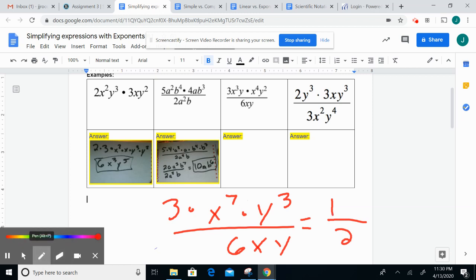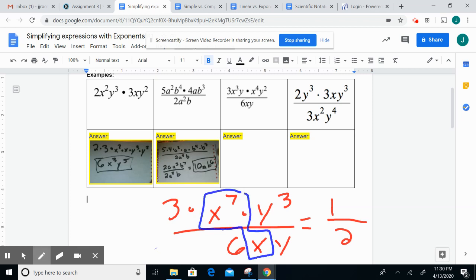I'll highlight in blue. X to the 7th over x. So we don't have that exponent written, but there's a 1 there. So 7 minus 1 is to the 6th. Then it goes on the top because there are more x's on the top than on the bottom.